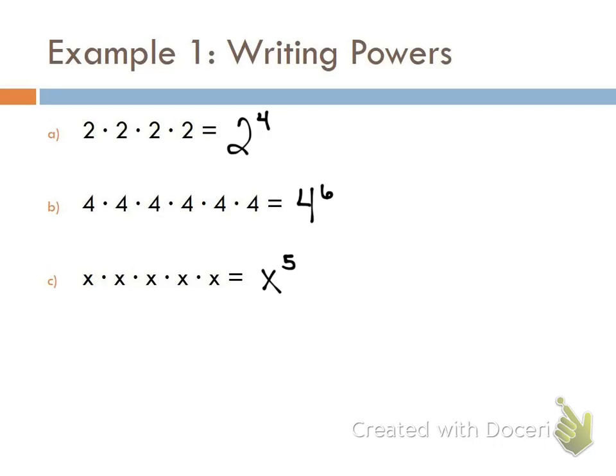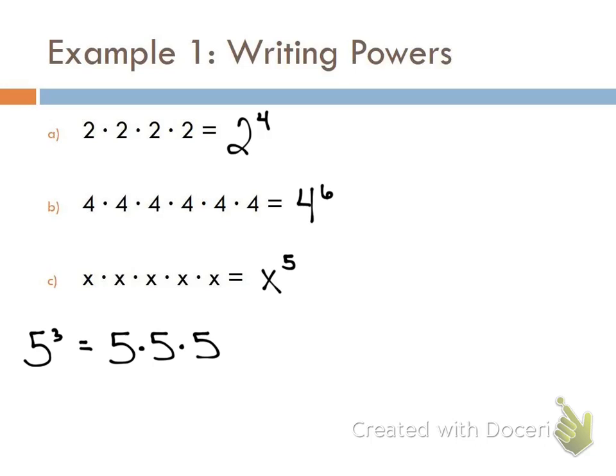Now let's look at it the other way around. Okay, what if you had, let's say, 5 to the 3rd power? How would you write that showing repeated multiplication? How many times would you multiply it by itself? 3. So you would say 5 times 5 times 5.